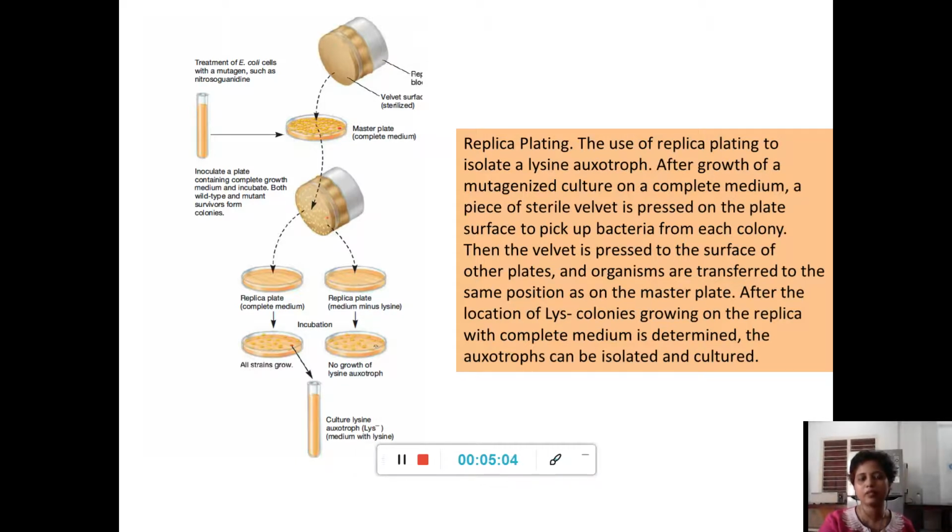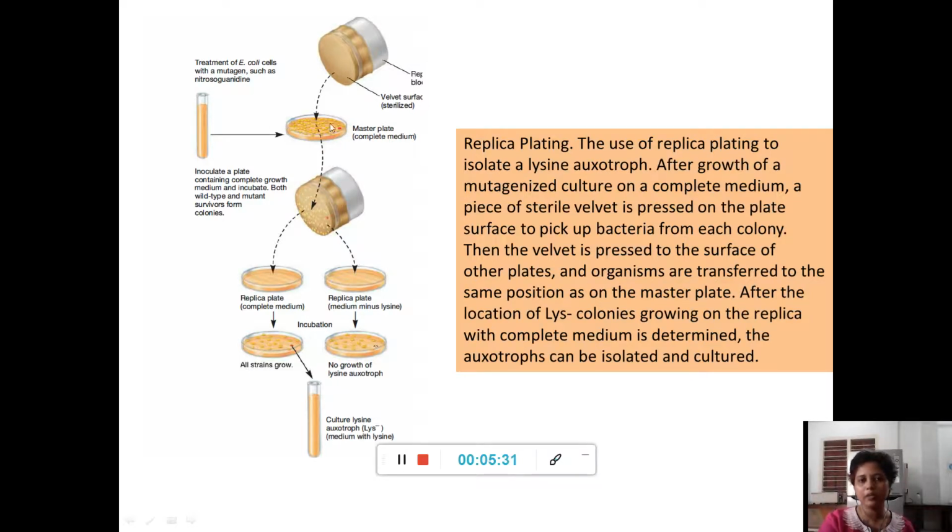Okay, this is a technique which is mainly used to identify the auxotrophs. After growing the culture in the presence of a mutagen, first you grow it in a media. This is referred to as a master plate. You will grow it in a media containing that particular amino acid. You remember what an auxotrophic mutant is. So you grow it in a complete media which already contains the amino acids.